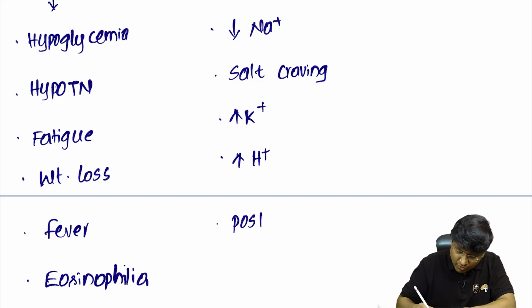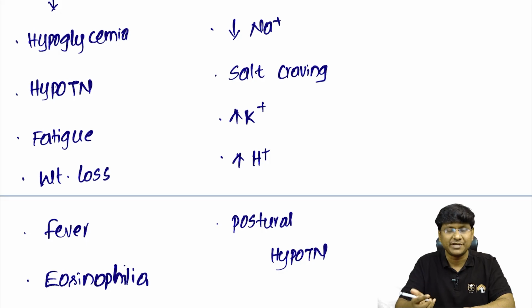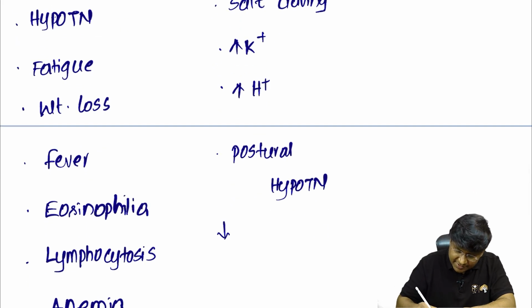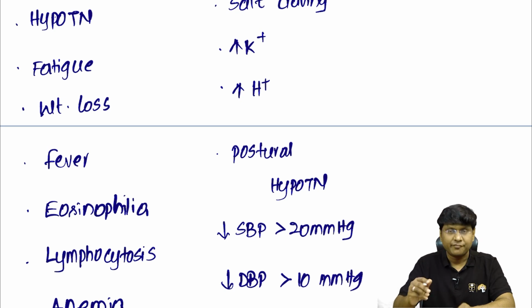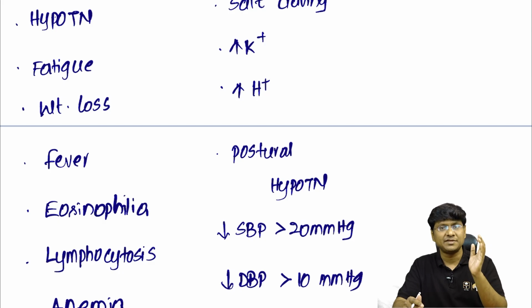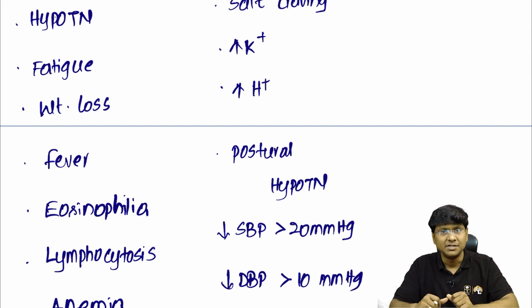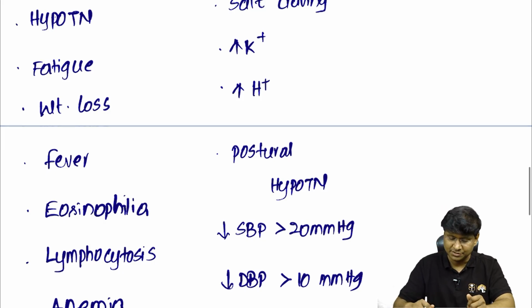And these patients will also have postural hypotension because the water absorption is not there. So when do you call the postural hypotension? That is the fall in systolic blood pressure of more than 20 millimeters of mercury, and fall in diastolic blood pressure of more than 10 millimeters of mercury. From supine position, after standing for 3 minutes, you need to check the blood pressure, right? If the fall in systolic is more than 20 and fall in diastolic is more than 10, then we use this word called the postural hypotension, right?